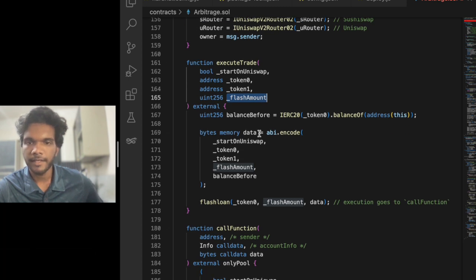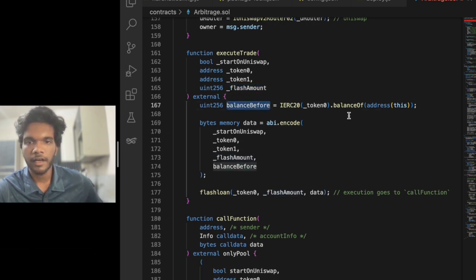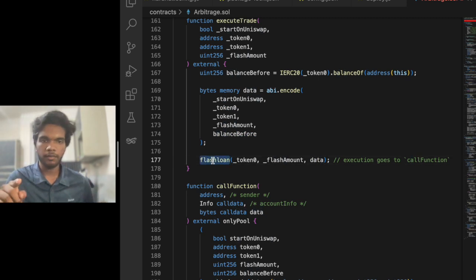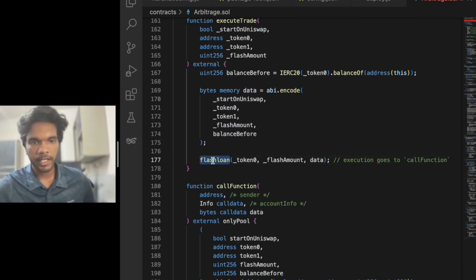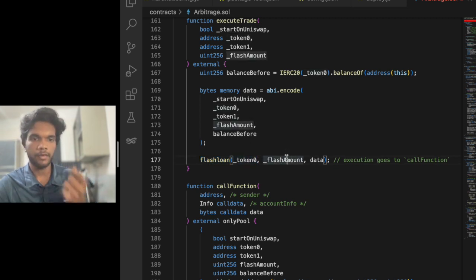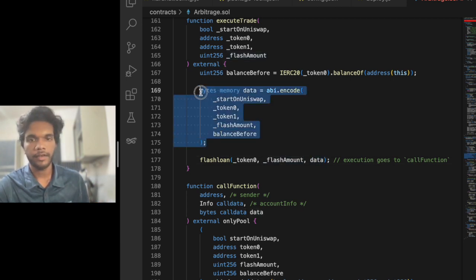And inside this function, we are checking the balance before for token 0, because we are going to take the flash loan for token 0, and we are going to encode it into the data. Okay, and we're going to pass it to the flash loan function. This flash loan function is present in the dYdX smart contract. So we are calling that contract by passing token 0, which token and amount of token that we want, as well as the data. Inside the data, we encode all these parameters and pass it.